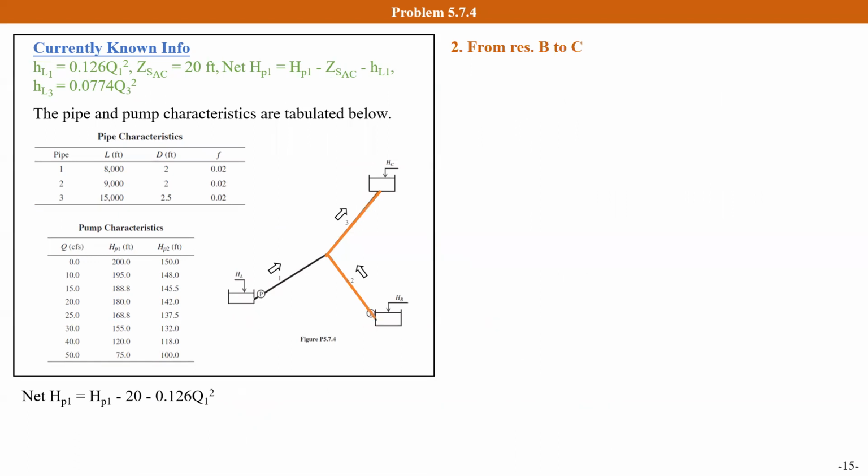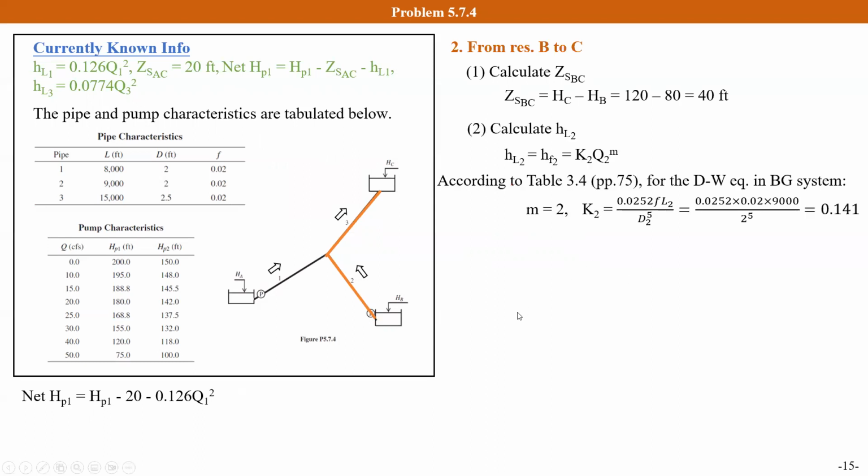Let's take a look at the path from reservoir B to C. Similarly, first we need to calculate the water rise between these 2 points. It equals 40 feet. Then we need to calculate the head loss in pipeline 2. Based on the equation given in table 3.4, the coefficient K equals 0.141. Then we can use the flow rate to represent the head loss in pipe 2.